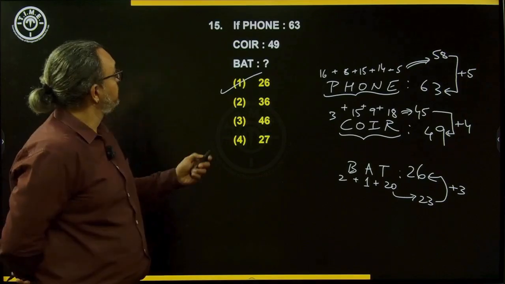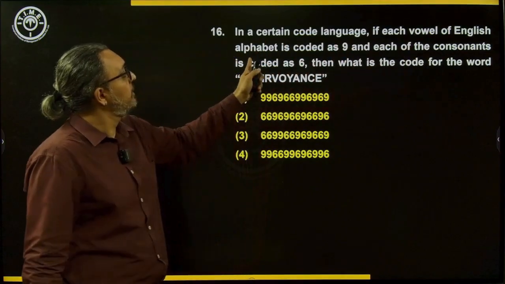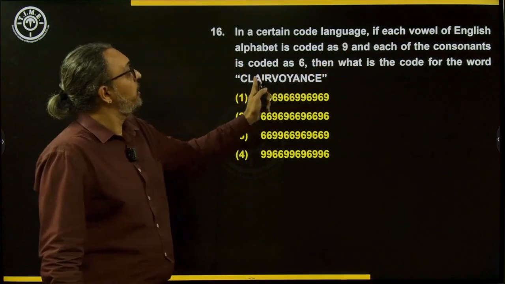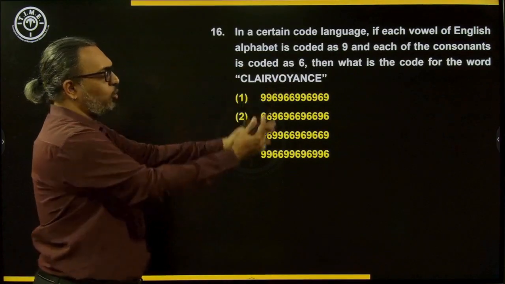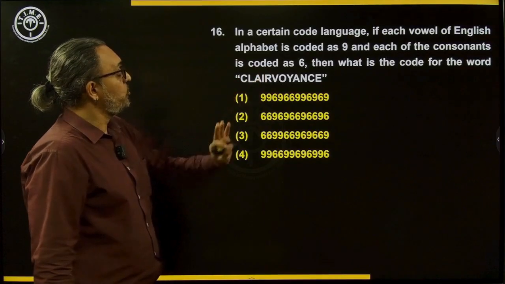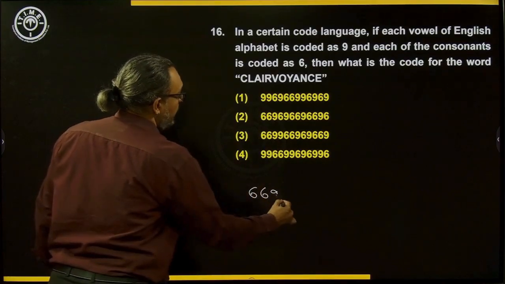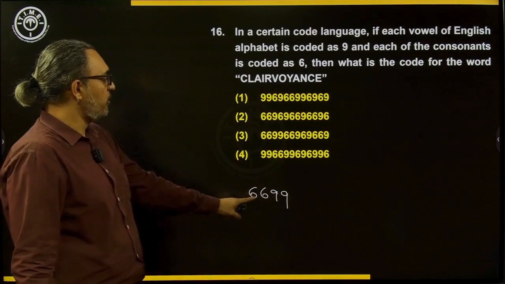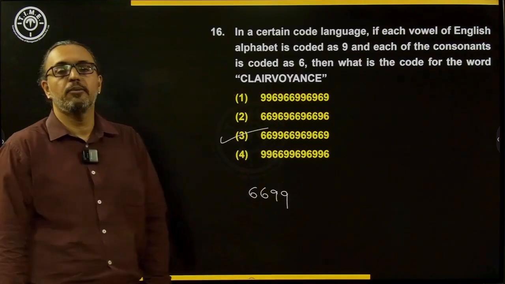Okay. Then, in a certain code language, if each vowel is coded as 9 and each consonant is coded as 6, then what about clairvoyance? You can directly code from here itself. So each consonant is coded as 6. So we get 6, 6, then vowel is 9, 9. So double 6, double 9. See how many options have double 6, double 9? Only in the third option you have double 6, double 9.